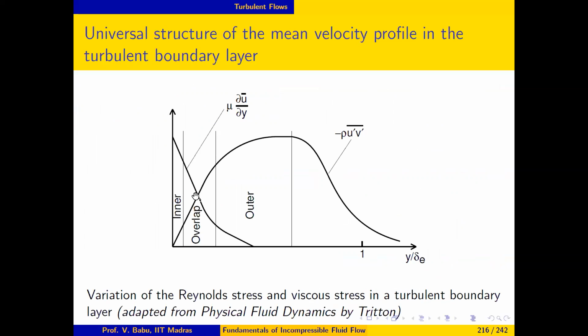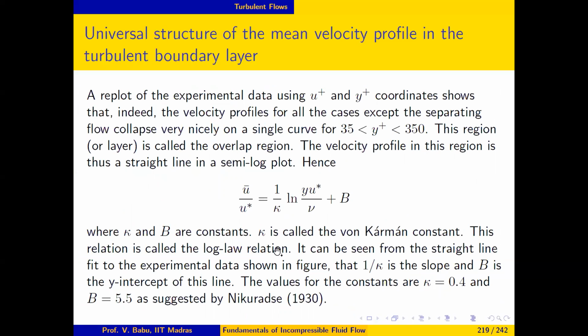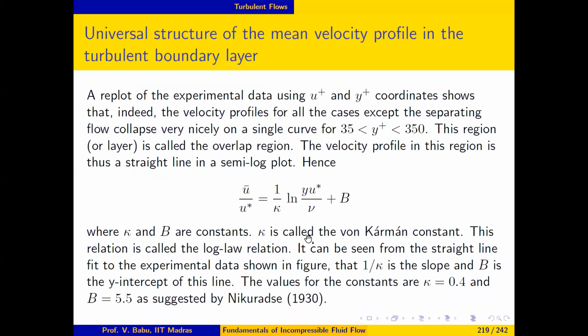I'm sorry, the overlap layer shows a universal structure with the logarithmic profile, and there is no universal structure in the outer layer in this case. Okay, so we can now write the velocity profile in semi-log coordinates like this. Kappa here is called the von Karman constant, and B is also a constant. So it can be seen that 1 over kappa is the slope of this line, and B is the y-intercept of this line when plotted in semi-log coordinates like this.